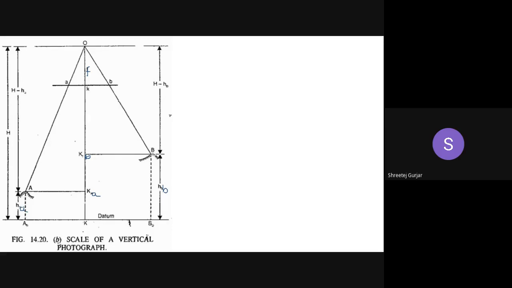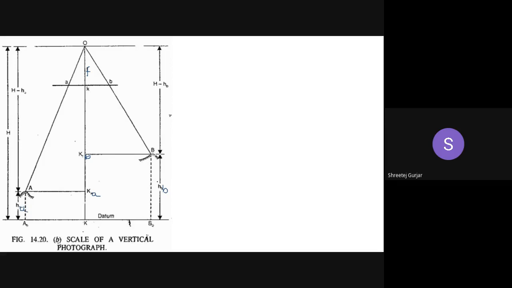Now what we do in the second case, the same thing that we have to do. We will take the case wherein the points are not having the same elevation, right? And you have to draw this particular figure. Now what we do is we take 2 points A and B having elevation HA and HB from the datum level.